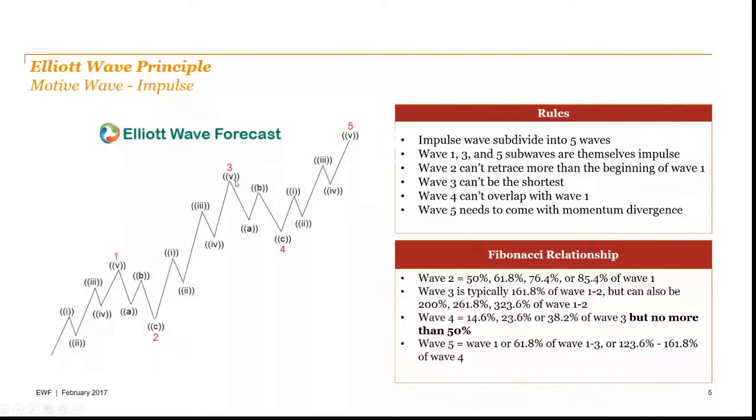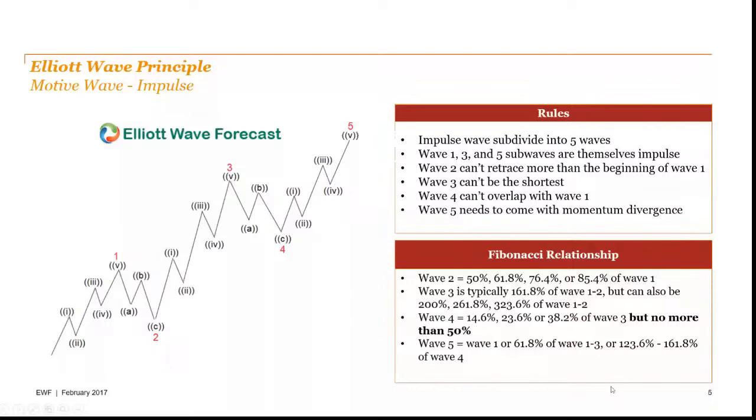Now 123.6% means it will go to the beginning, and then even more than that, around 23.6% more than this. That's what it means by external retracement. So the target for wave 5 can also be measured that way. You measure this wave 4, and then 123.6% external retracement of this wave 4 can be the target for wave 5. So between 123.6% and 161.8% of wave 4.